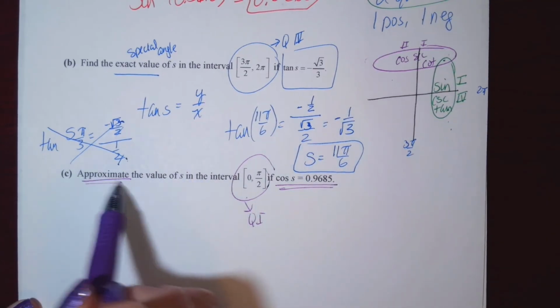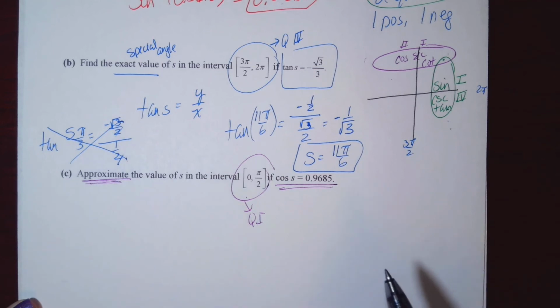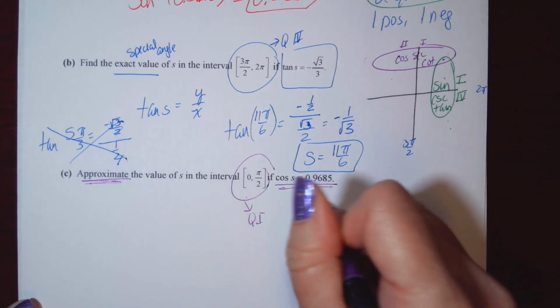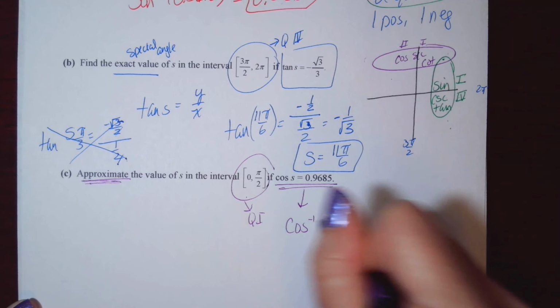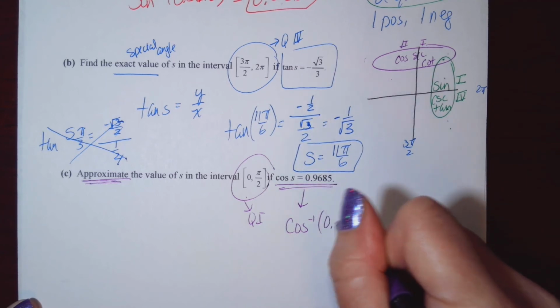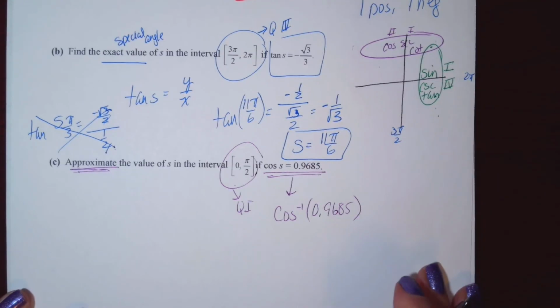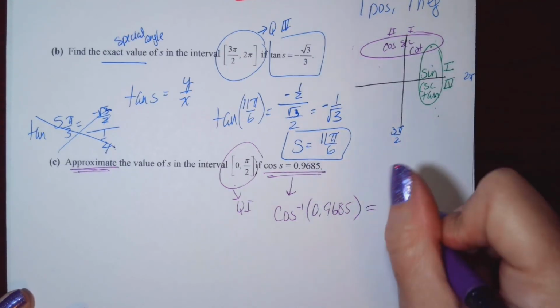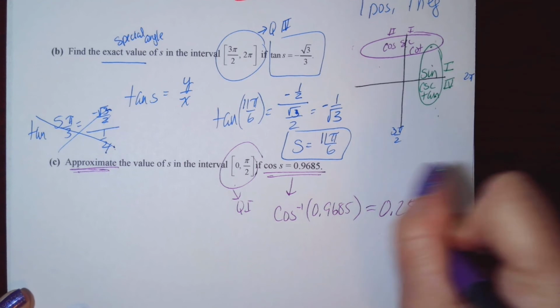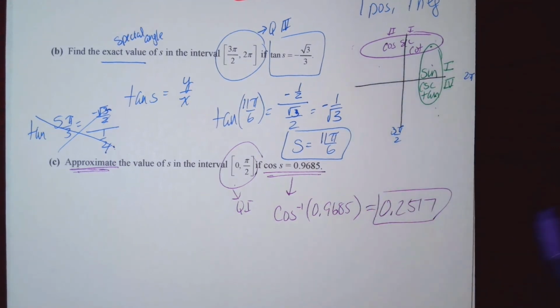Since I'm asked to approximate, I know I'm not using my unit circle, I'm using my calculator. I'm going to use my inverse function button. So I've got 0.9685 as my cosine function value. As long as I'm in radians, when you plug that in, that's what you should get out.